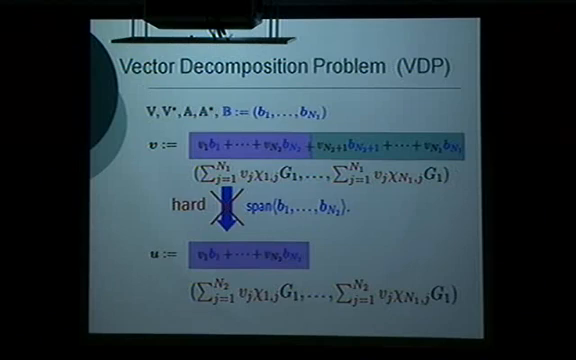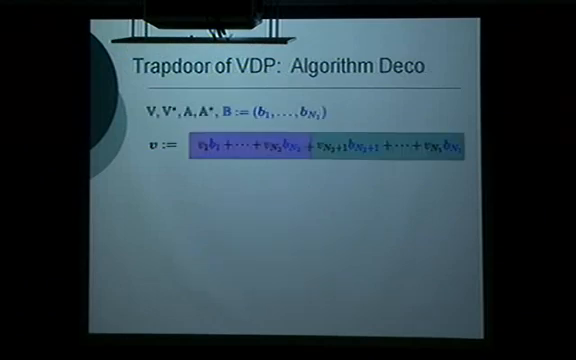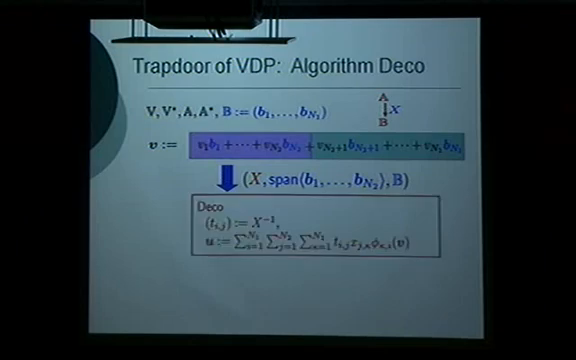But if we know the trapdoor, if we know the transformation from the canonical basis to this random basis, then we can decompose this part.